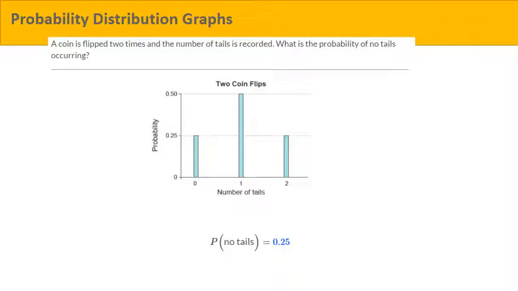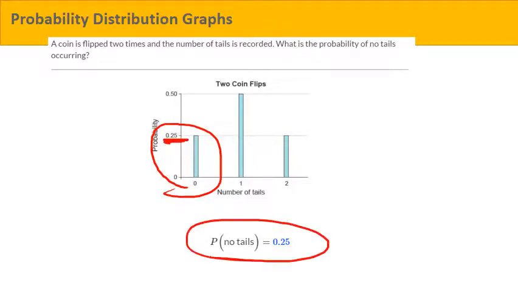Next, instead of writing your probability as a table, you could actually write it as a graph. So you flip a coin 2 times and the number of tails is recorded. What is the probability of no tails? That means 0 tails. Well, the probability of that is 0.25. Yeah, 0.25 right there. So you just read the graph and it's 0.25. You're getting no tails.